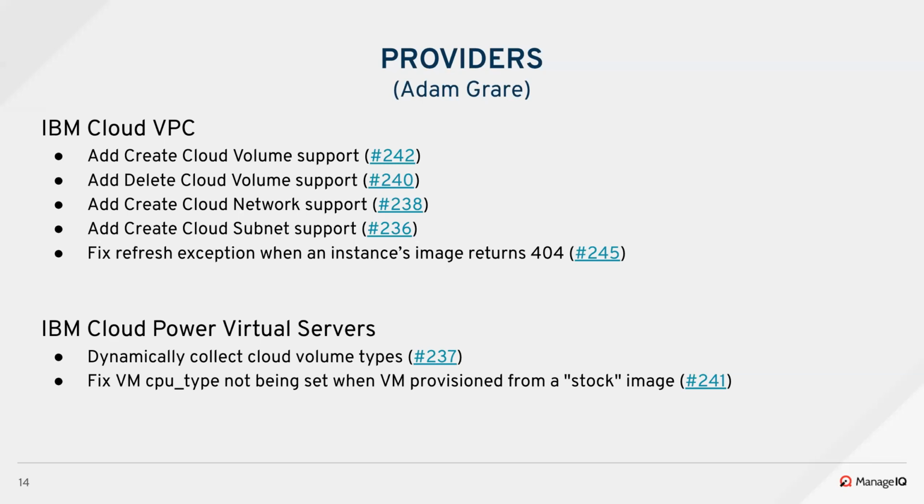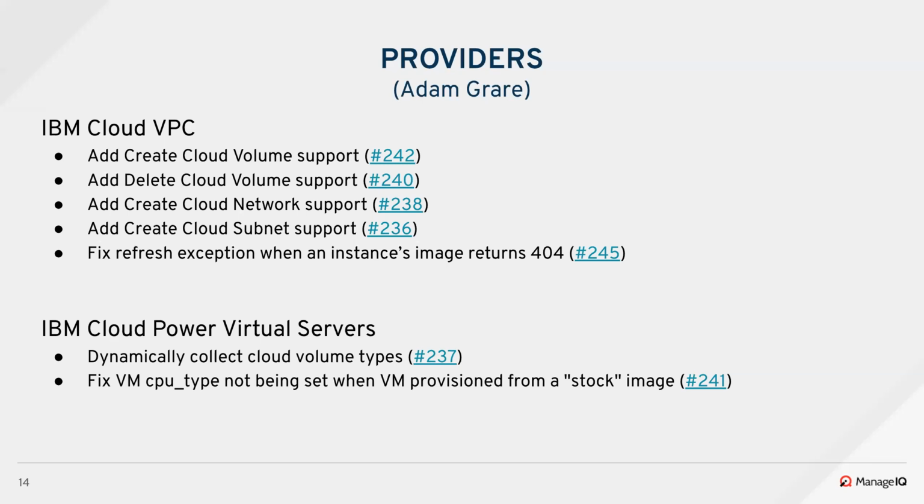For the Power Virtual Servers cloud provider, we're now dynamically collecting the cloud volume types. Previously, these were exposed through configuration, so you could add a new one. But obviously, it's even better to just pull them directly from the API, which is what we're doing now.